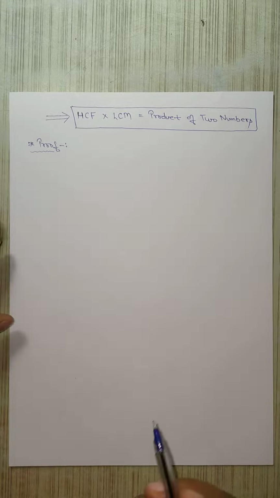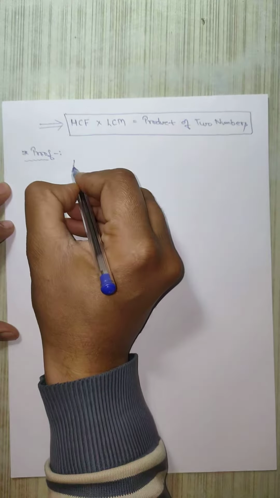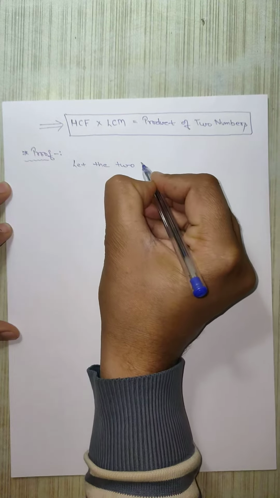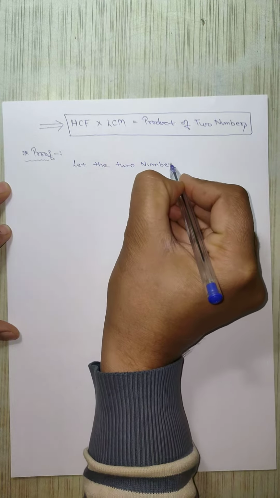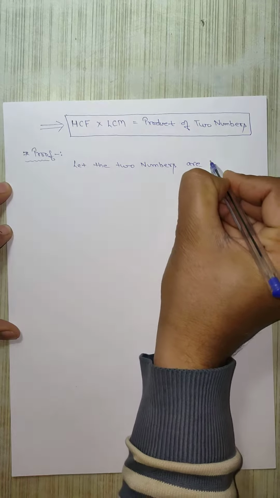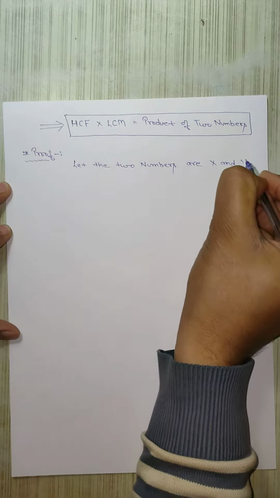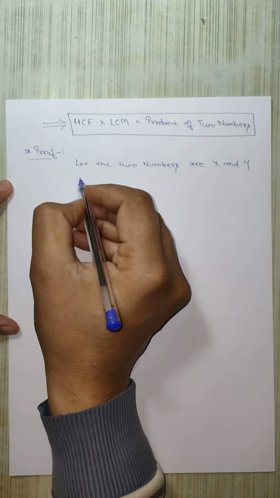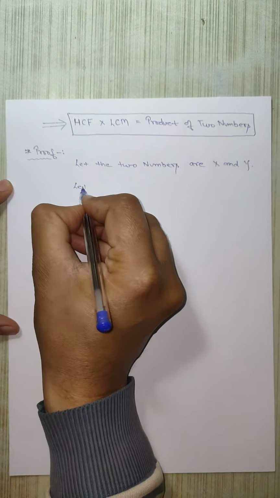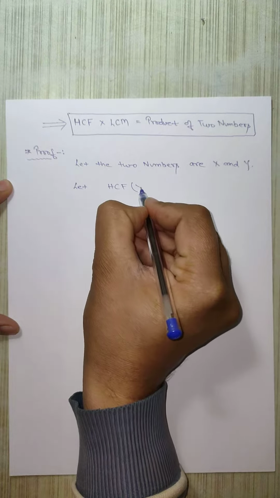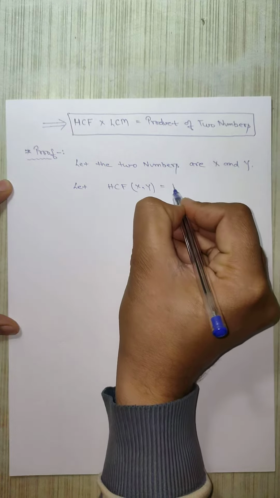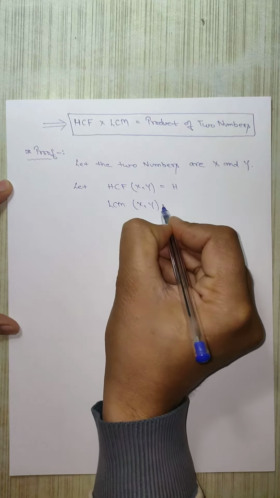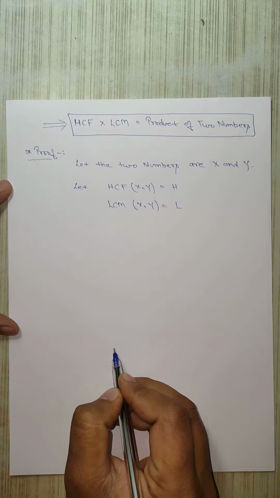So we assume that let the two numbers are x and y. Okay, so we assume let two numbers are x and y, and also we assume let HCF of x and y is equal to capital H, and LCM of x and y is equal to capital L. We assume it.